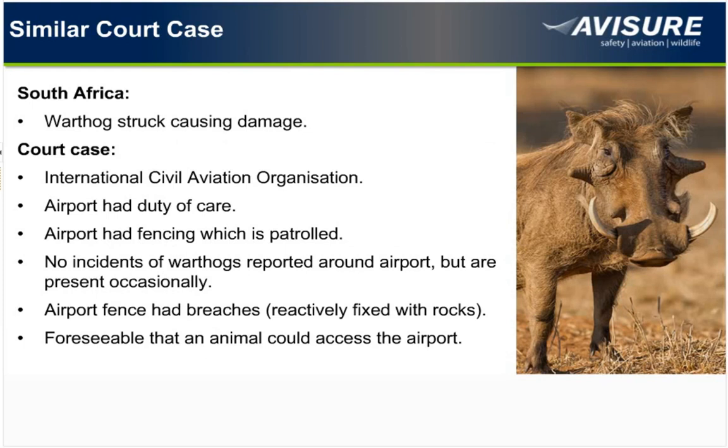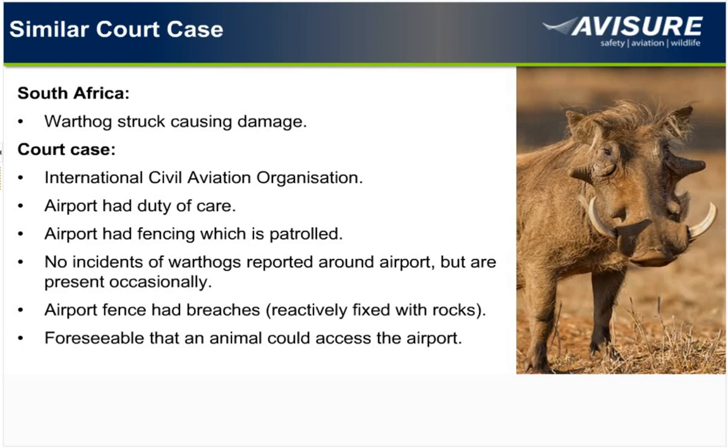Now, it's not just here in Australia. So I'm going to give you a court case from South Africa. In this case, cute little guy over there on the side, a warthog. It wasn't based on the national regulations. It was based on the International Civil Aviation Organization. So where national regulations are insufficient, lawyers will very quickly go up the chain to ICAO. In this case, very similar to Australia, the airport had a duty of care.